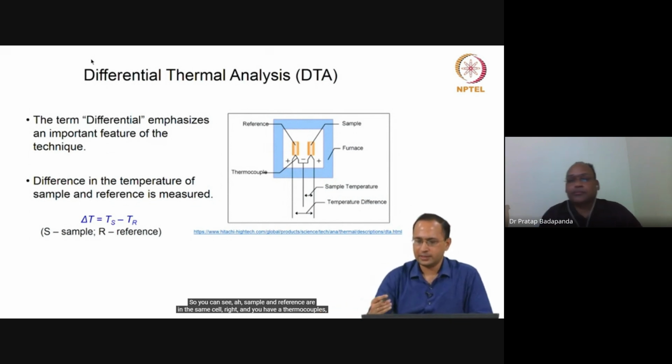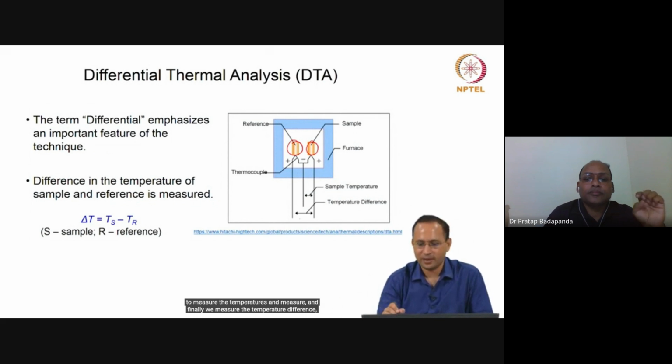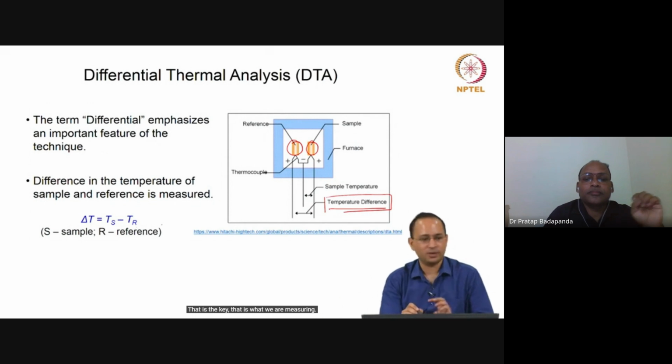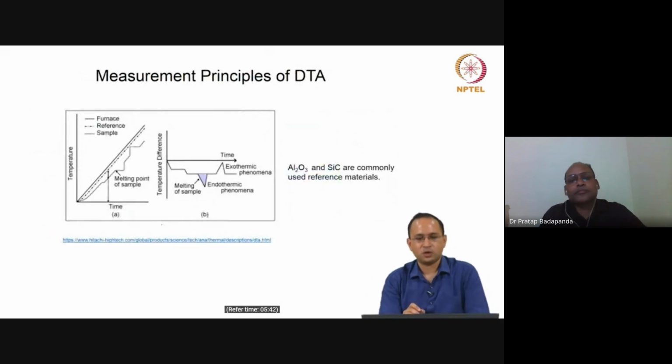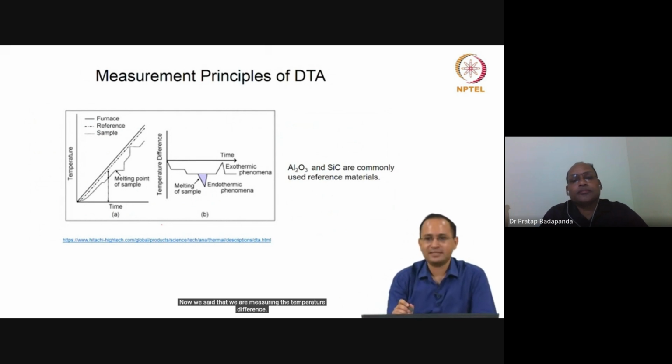So you can see sample and reference are in the same cell, and you have thermocouples to measure the temperatures, and finally we measure the temperature difference. So delta T equals Ts minus Tr. That's the key. That's what we are measuring. So what is the measurement principle behind DTA? Now we said that we are measuring the temperature difference.